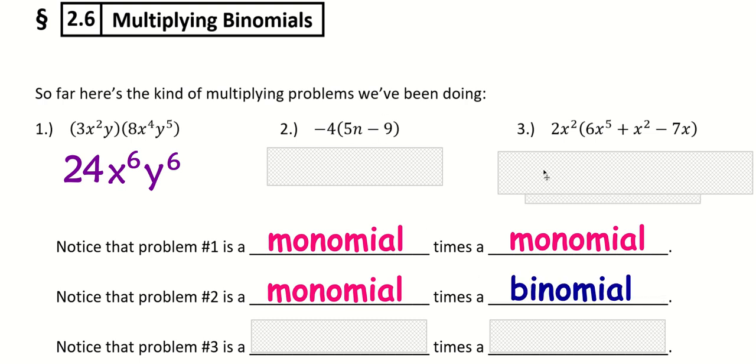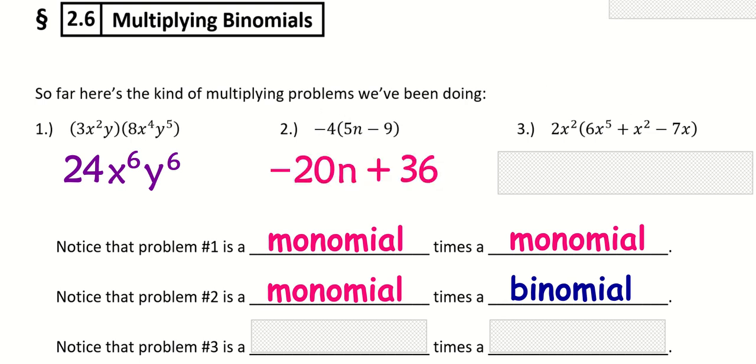in parentheses, is a binomial. So this is technically a monomial times a binomial, and this is where we need to do the distributive property. -4 times 5n is -20n, and then -4 times -9 is +36.